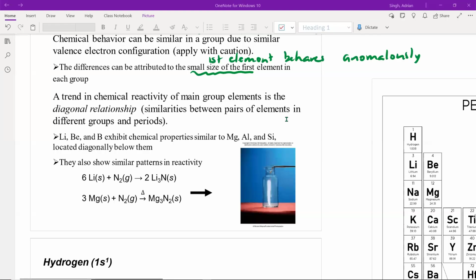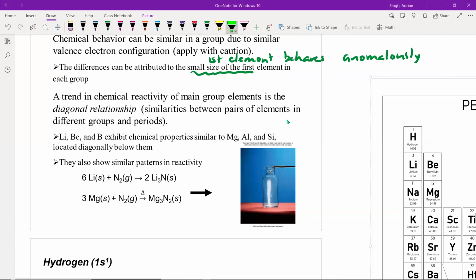Okay, so another trend in reactivity in some of the main group elements is known as a diagonal relationship. This is a similarity in some of the chemical reactivity between pairs of elements that actually belong to different groups and different periods. And they happen in a diagonal type relationship, right? So for example, lithium behaves similar to magnesium, even though they're not in the same group, but they're diagonally next to each other.